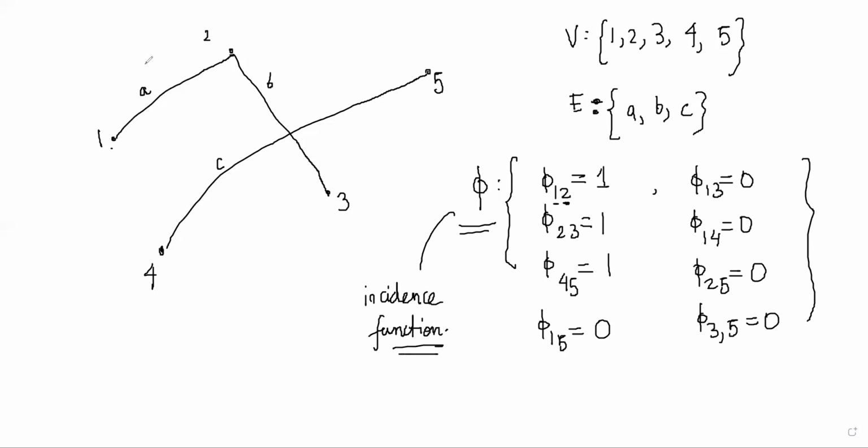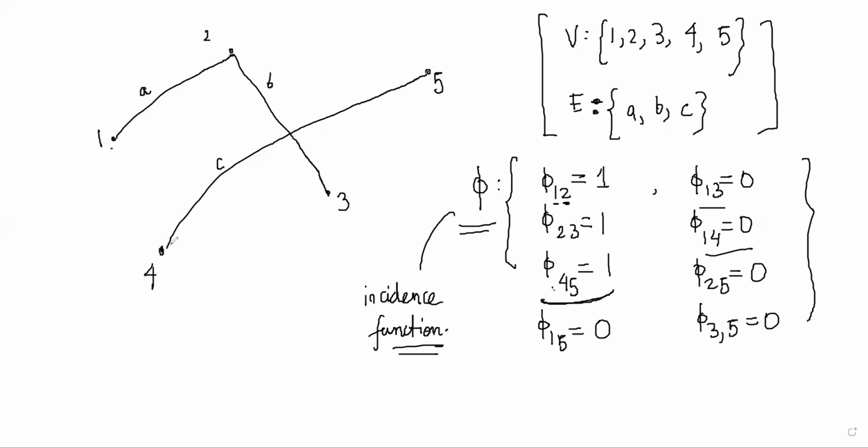So see, 1 2 is 1, 2 3 is 1 because there is an edge B between 2 and 3. Similarly, 4 5 is 1 because edge C is connecting vertices 4 and 5. However, any other combinations of vertices give 0 in the phi function because there are no edges connecting these vertices, right? We'll get to the details of this incidence function later, but for now just remember that this collection of vertices and edges is called a graph, right?